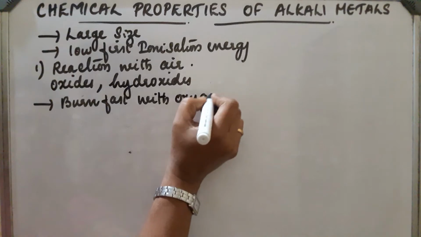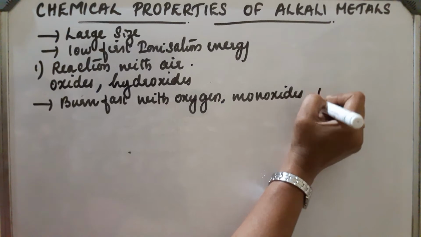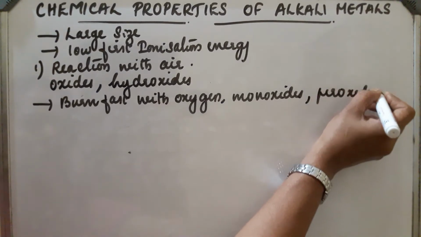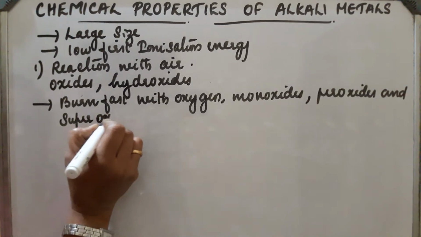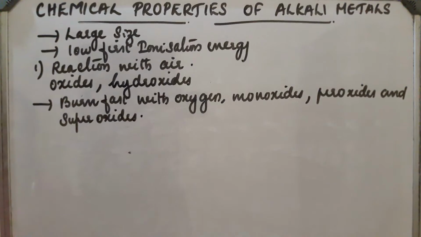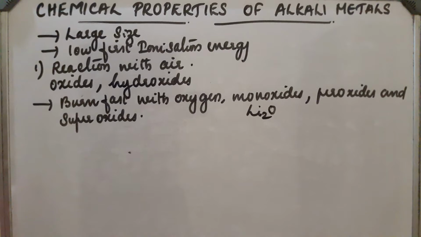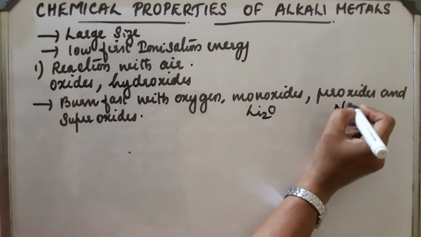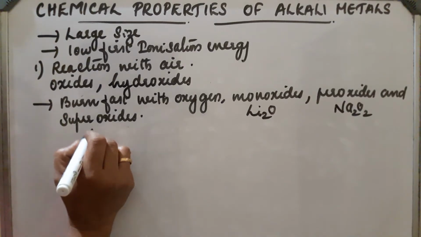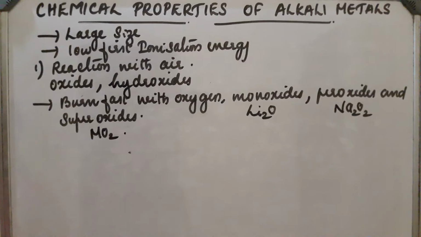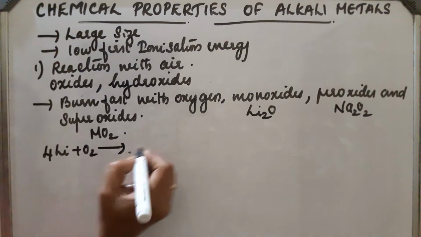and form monoxides, peroxides and superoxides. Okay. And lithium forms Li2O, that is monoxide. Lithium forms monoxide, sodium forms Na2O2, that is peroxide, and all other metals form superoxides. Okay.